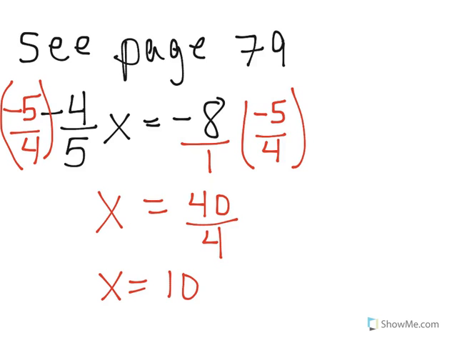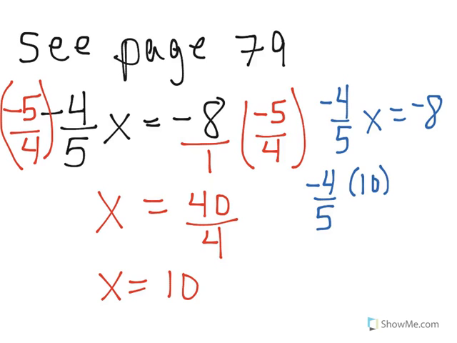I can check my work by starting with the original equation again. So I have negative 4/5 x equals negative 8. I'm going to substitute the 10 in for the x, which gives me negative 4/5. Again, I'm going to put parentheses around the 10, equals negative 8, question mark.